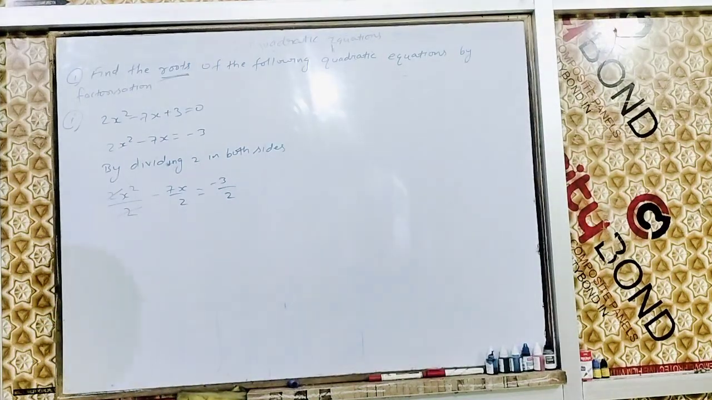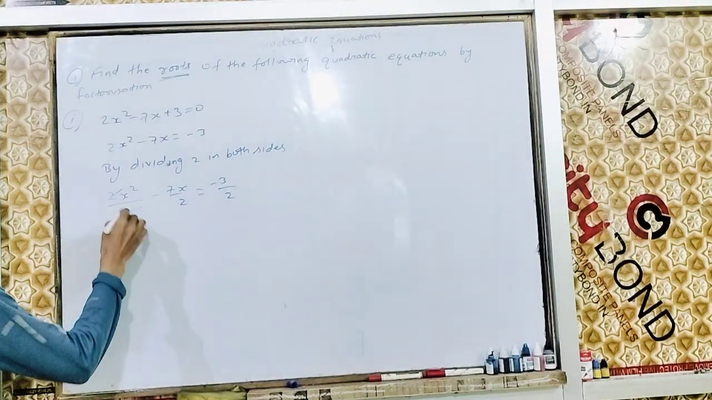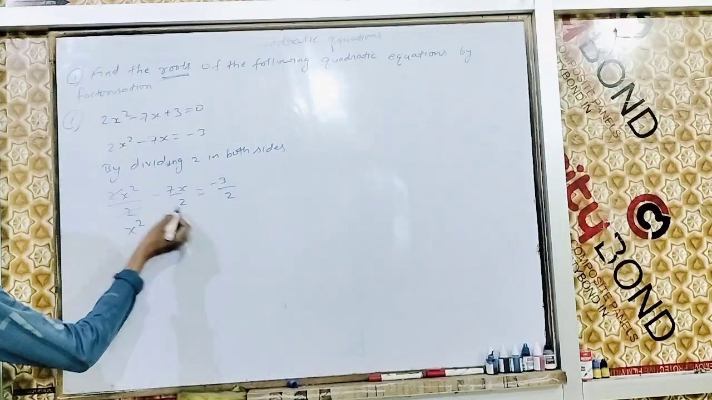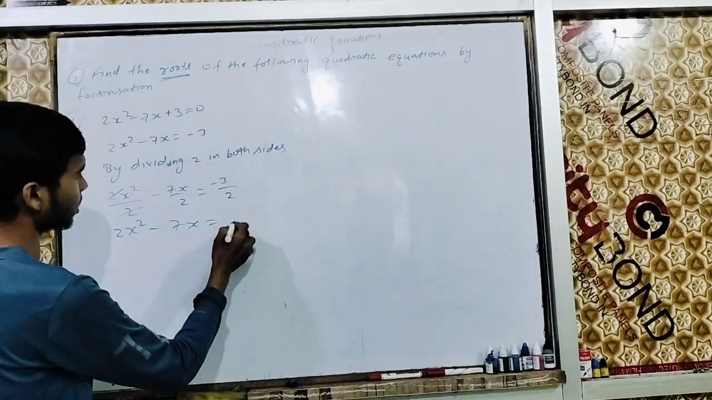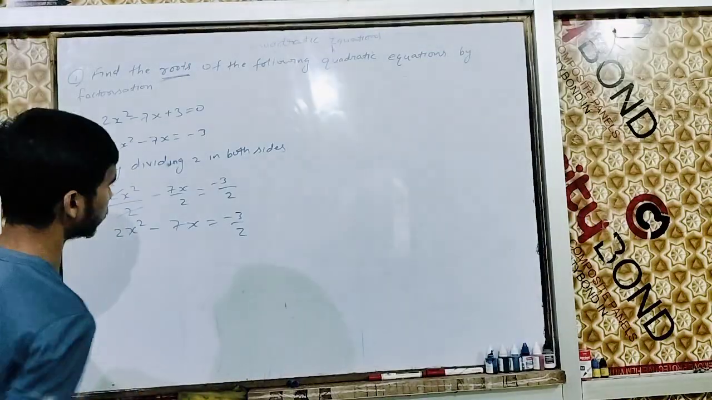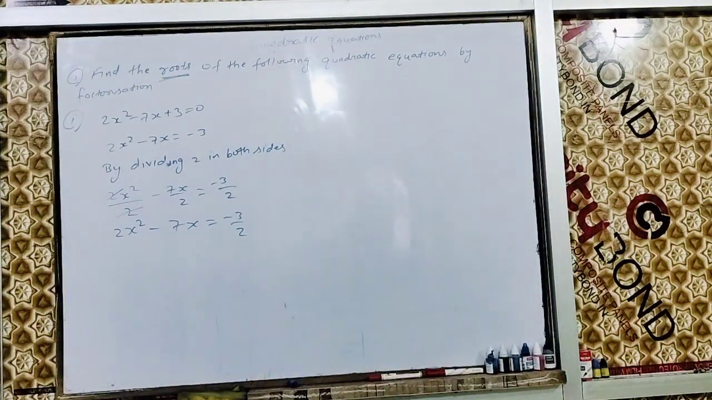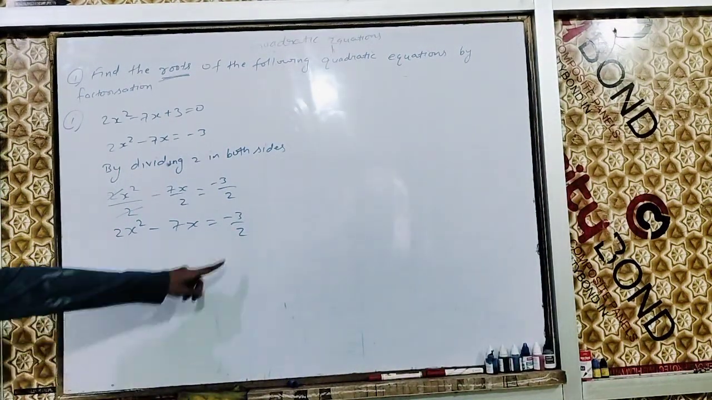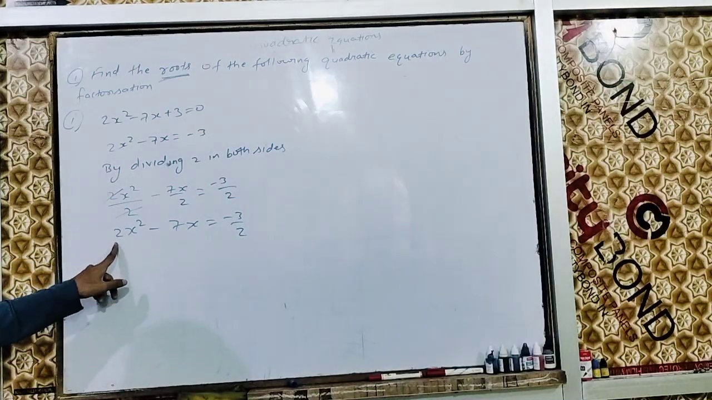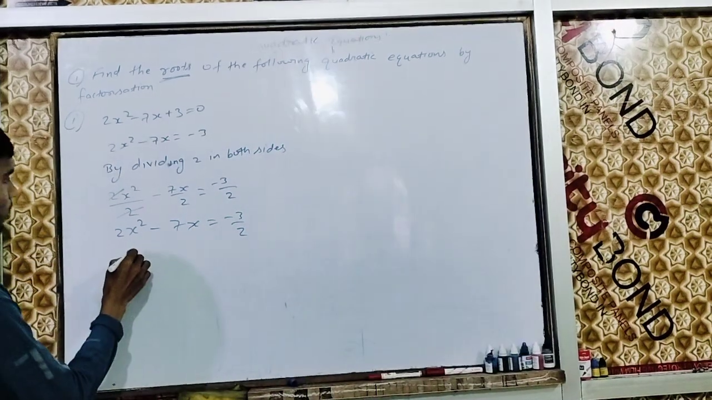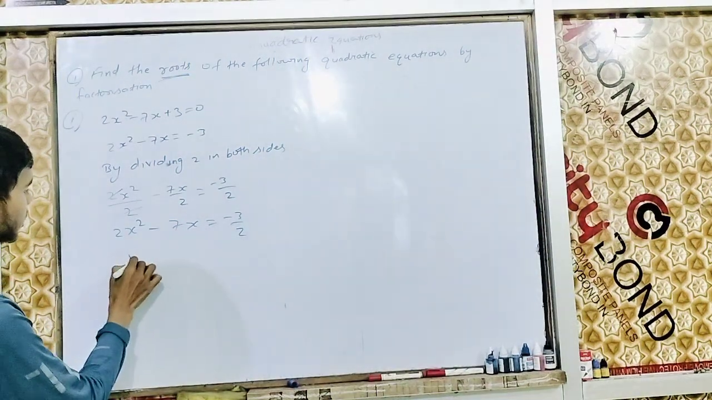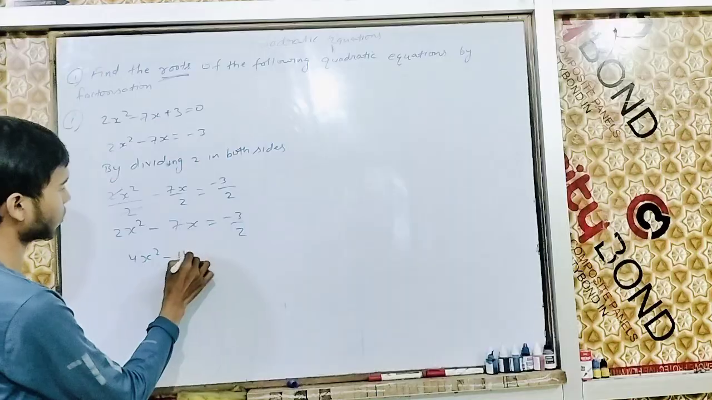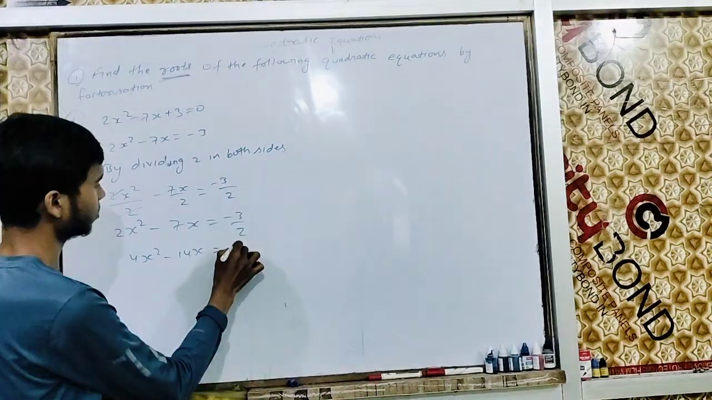2 will cut this. Then we have x square, minus 7x by 2, and this would be nothing but minus 3 upon 2. What is happening over here? It is multiplying this and this, so it will become 2x square minus 7x is equal to minus 3 upon 2, and cross multiplying gives 4x square minus 14x is equal to minus 3.